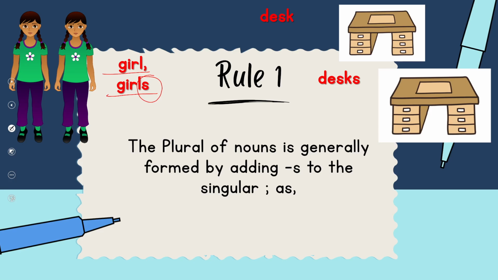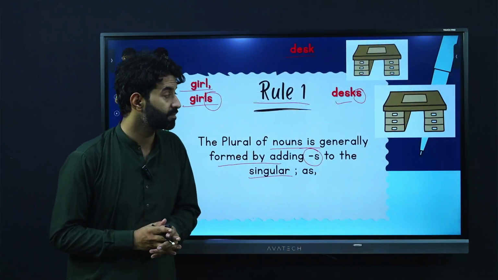You will remember this because it is very easy. You don't need to put any extra effort into that. Desk will become desks. This is rule number 1. The plural of nouns is generally formed by adding s to the singular, like girl, girls, desk, desks, just adding an extra s.